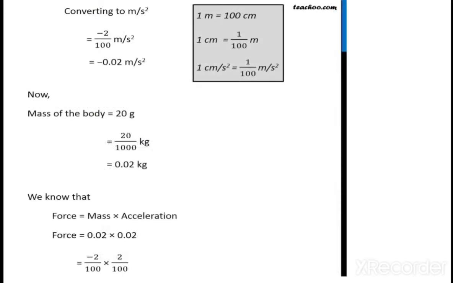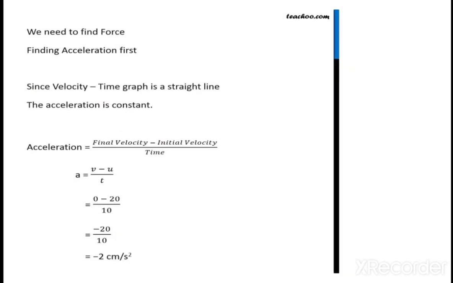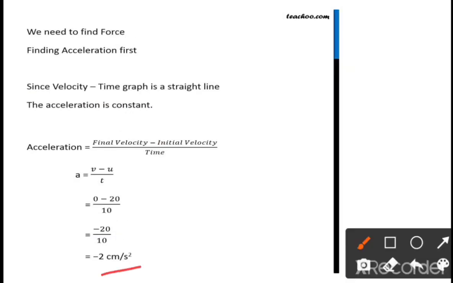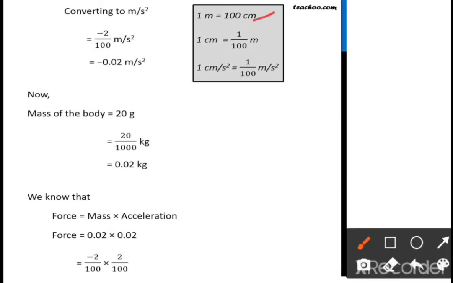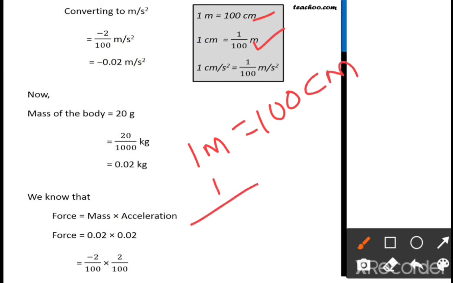Converting the centimeter per second squared into meter per second squared. 1 meter equals 100 centimeter. So 1 centimeter equals 1 by 100 meter. So 1 by 100 meter equals 1 centimeter. So 1 centimeter per second squared equals 1 by 100 meter per second squared.